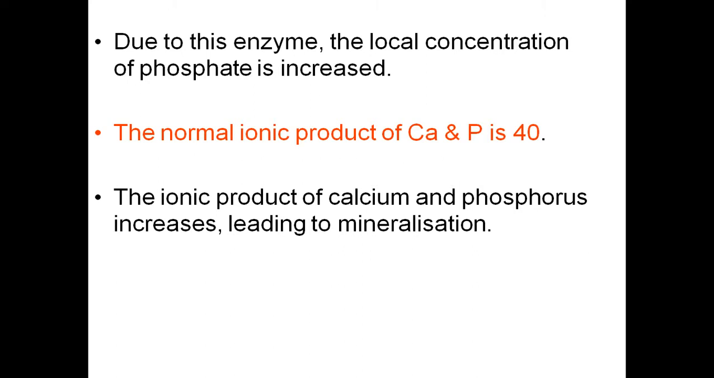The normal ionic product of calcium and phosphorus is 1:40, meaning for every 1 calcium there are 40 molecules of phosphorus. This is the ratio of calcium and phosphorus present in the bone. The ionic product of calcium and phosphorus increases, leading to the mineralization of the bone. This mineralization is increased because of the increased activity of osteoblast cells.